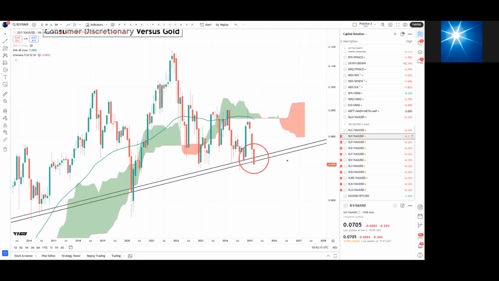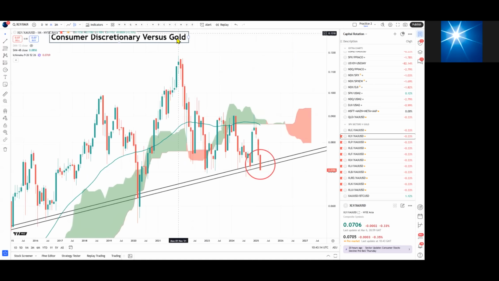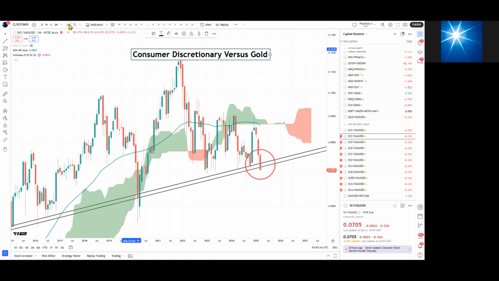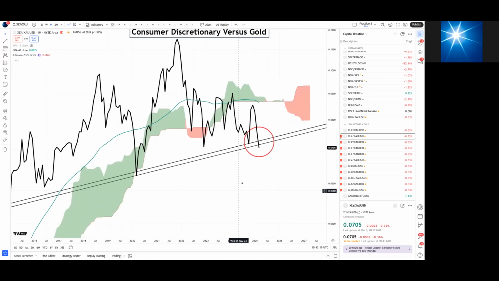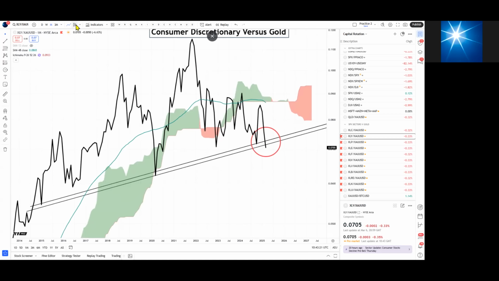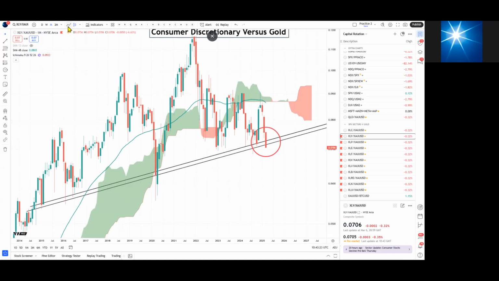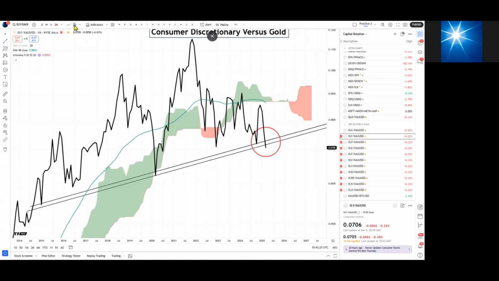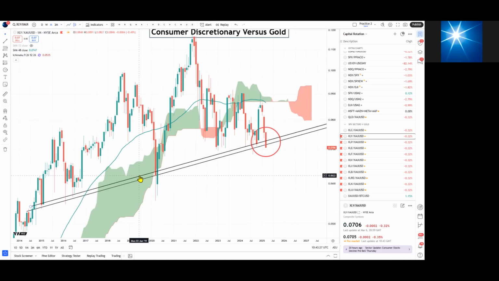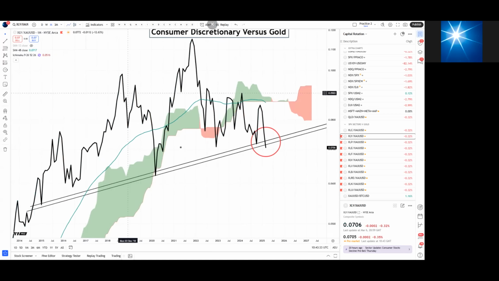Okay, now we'll move on to consumer discretionary versus gold. So consumer discretionary has literally just broken down versus gold. I'll pop it on the candles, pop it on the line chart. There's a little bit of subjectivity as to how you place this support line, it's more a zone of support. So I've drawn a double line, but that's my best estimation of where support lies.